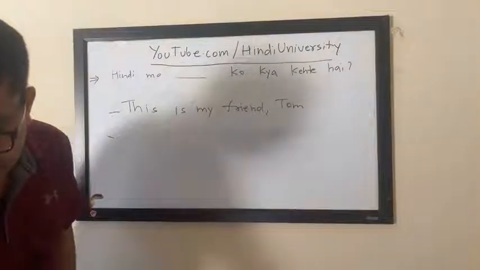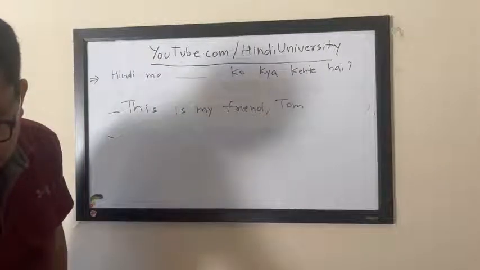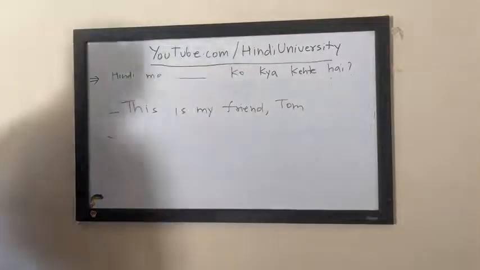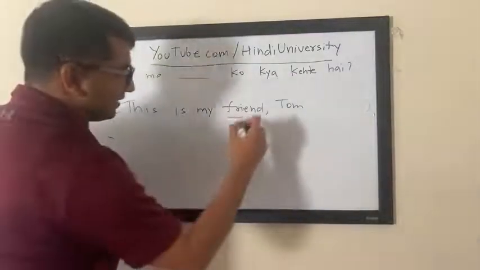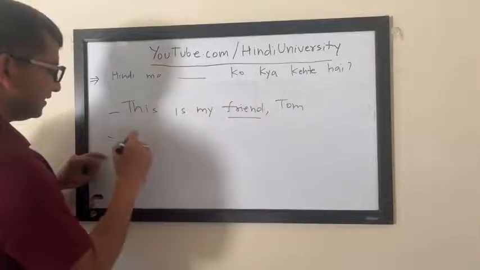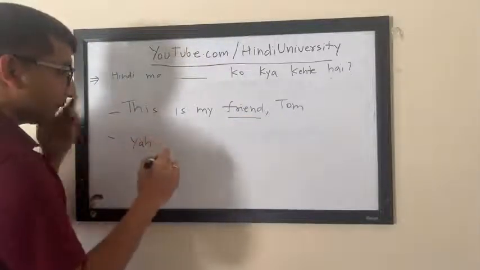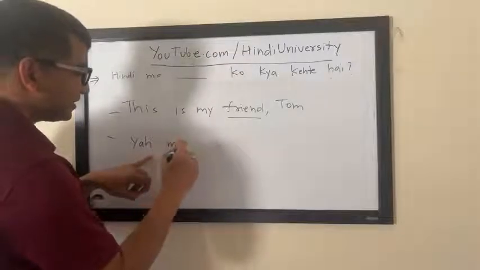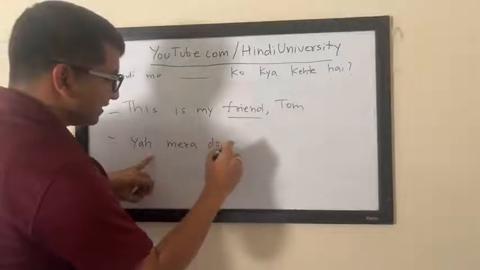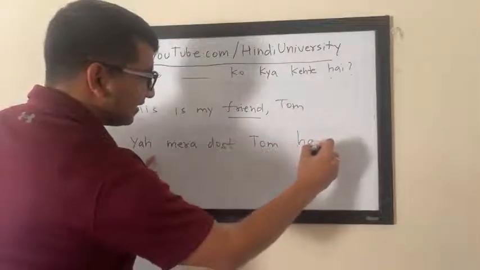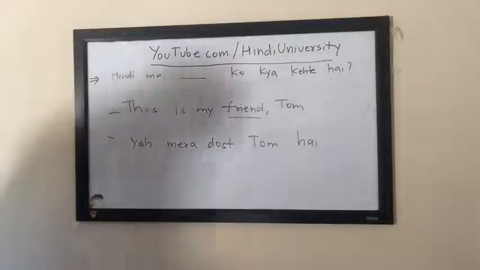Yes, please. ये मेरा, is it मेरा sahib? Mera? Tom. Or sahib Tom है. Okay. What is friend in Hindi? I thought it was sahib. Dost. Very good. Dost, right? यह मेरा दोस्त टॉम है. Awesome. यह मेरा दोस्त टॉम है. Okay.